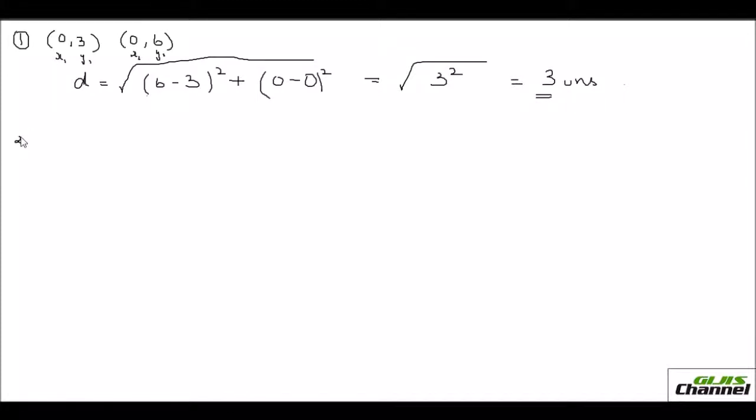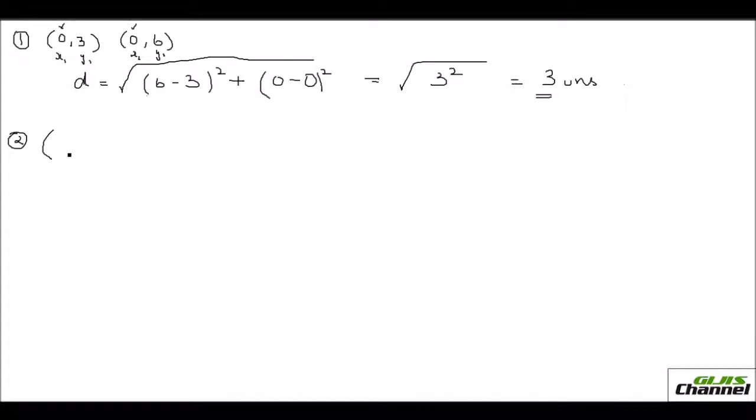Now let me take the second equation. Here I have taken, see here my x is same, so only the difference of y I have to calculate. But I just put this in the distance formula and I did.